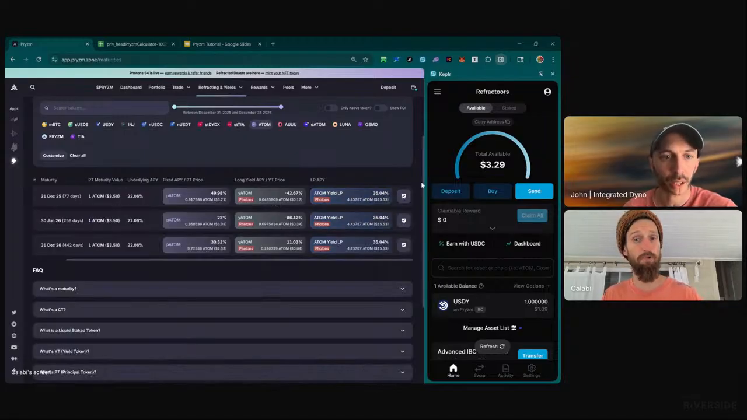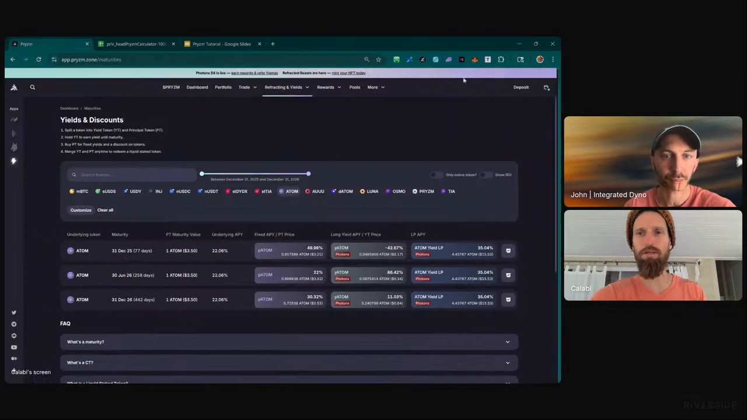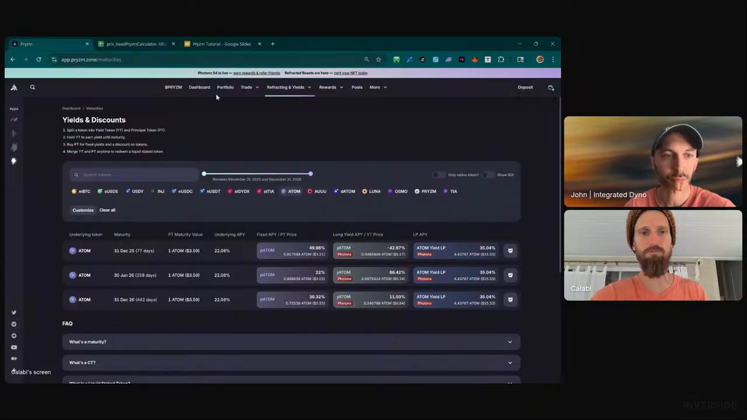And eventually there would be a money market. So I think eventually the idea is you could bring your P atom and use it to borrow against, would be my understanding. I don't have a whole lot of details on what they plan to offer there, but that would make sense to me.